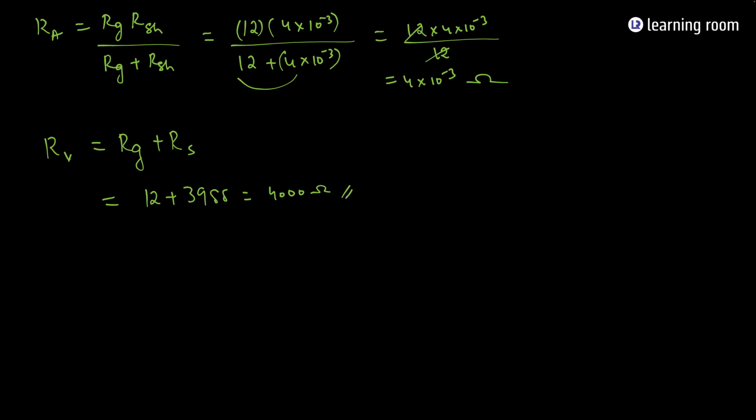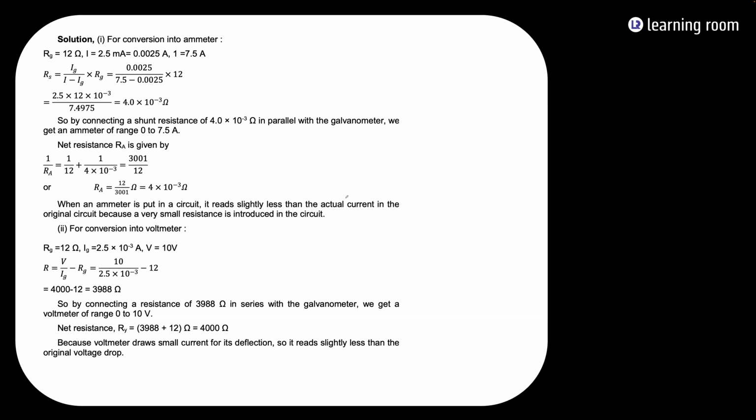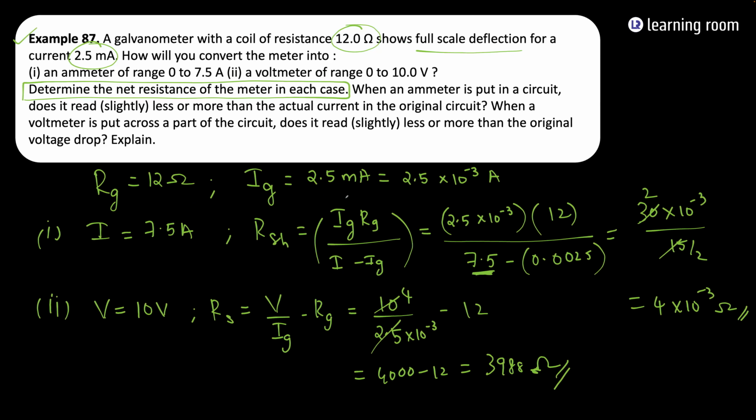Are you able to understand? Because this 4 into 10 power minus 3 itself was derived by us through approximation. So let's check the answer. Look, 4 into 10 power minus 3. I told you, this approximation. 4 into 10 power minus 3 is going to be the resistance of the ammeter. And for the voltmeter, 3988, and the resistance of the voltmeter is also 4000. Right. So we have solved this part of the question.